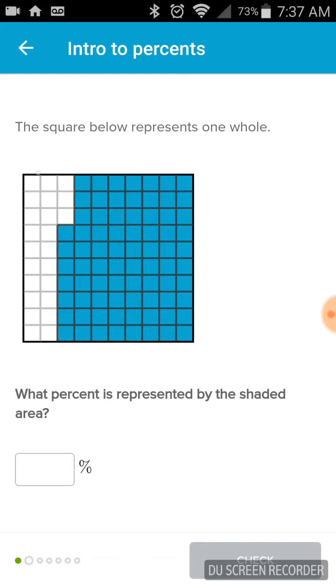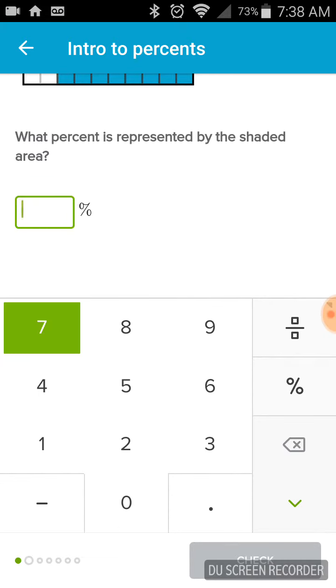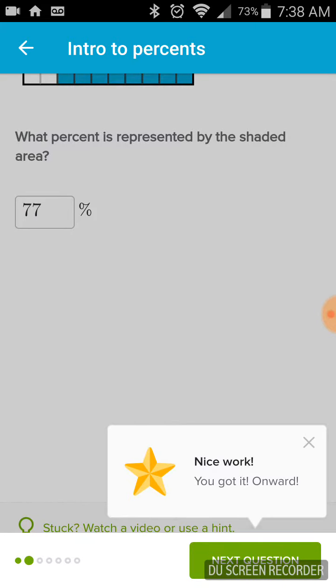Here's another square. Again, 10 by 10, so that's 100. So here's 10, 20, 30, 40, 50, 60, 70, 71, 2, 3, 4, 5, 6, 7. So 77% of the square is shaded.